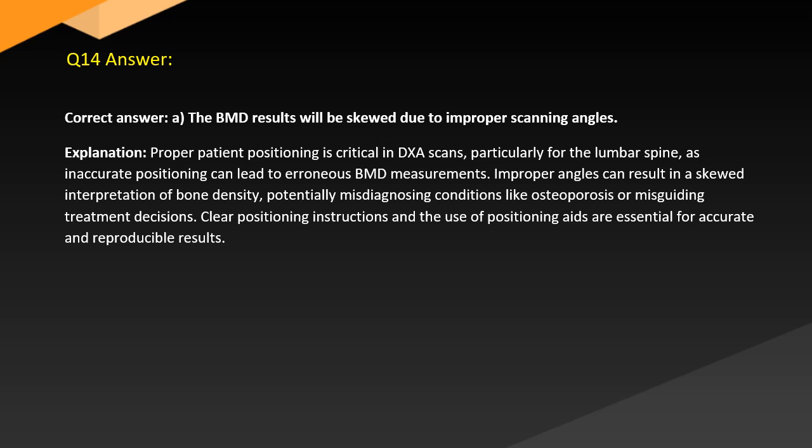Explanation. Proper patient positioning is critical in DSA scans, particularly for the lumbar spine, as inaccurate positioning can lead to erroneous BMD measurements. Improper angles can result in a skewed interpretation of bone density, potentially misdiagnosing conditions like osteoporosis or misguiding treatment decisions. Clear positioning instructions and use of positioning aids are essential for accurate and reproducible results.